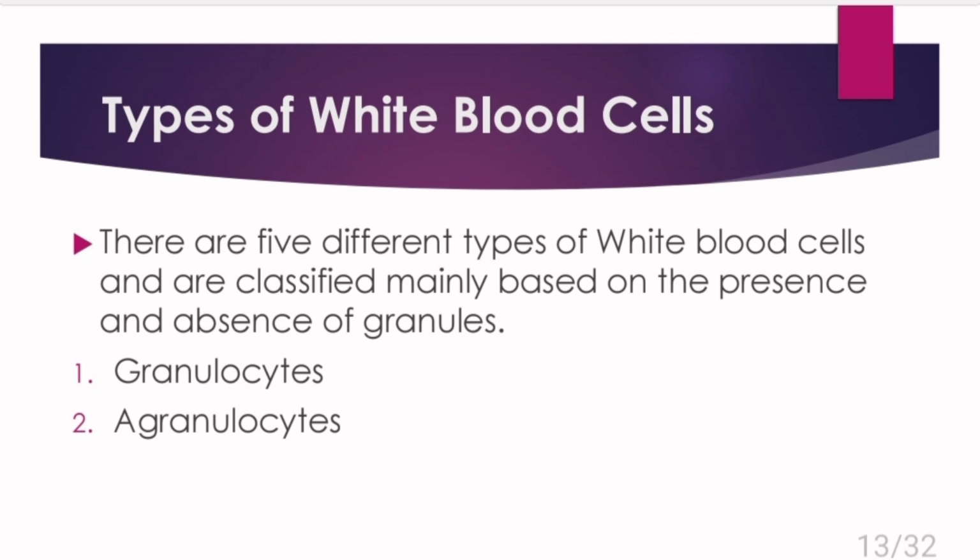Types of white blood cells. There are 5 different types of white blood cells and they are classified mainly based on the presence and absence of granules. Now there are 2 main types of white blood cells, granulocytes and agranulocytes. We will see the complete explanation of granulocytes and agranulocytes and the further chapters of blood in the next video.